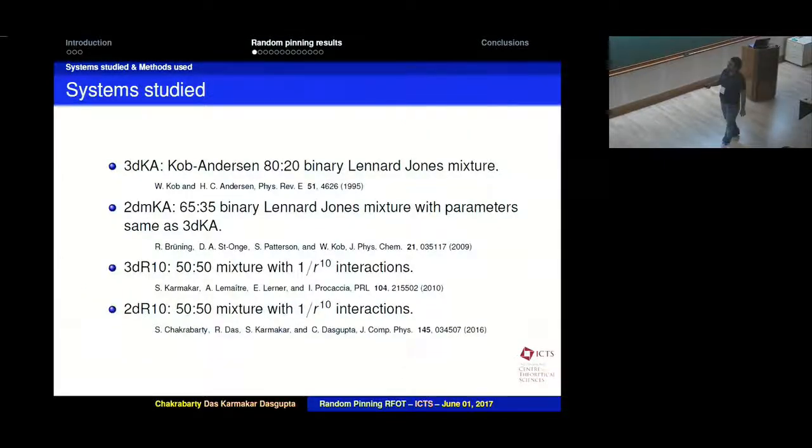So the systems we study are the usual systems, at least two of them. The first one is the three-dimensional binary Lennard-Jones mixture, Kob-Andersen mixture of two types of particles. And then we also study the two-dimensional version of it using 65-35 proportion of the big and small particles. And then we also studied repulsive systems, 50-50 mixtures of particles interacting by 1 over r to the power 10 interactions, and a similar thing in 2 dimensions.